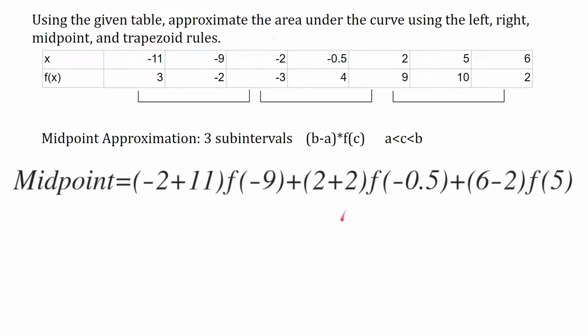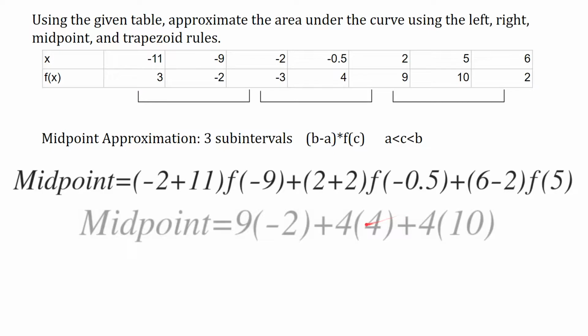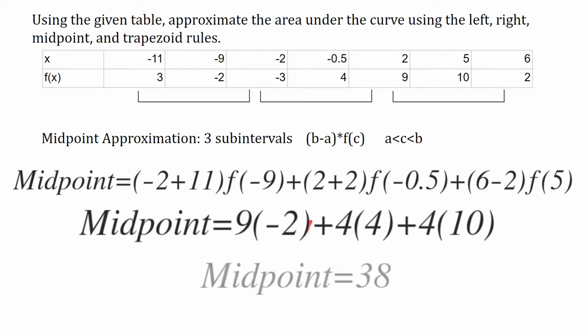And so for the second term, we have something similar, where with negative 2 and 2, we find the difference and multiply it by the function value of the midpoint, negative 0.5. And then the third term is again similar. So we simplify this and see that our midpoint approximation comes out to 38.